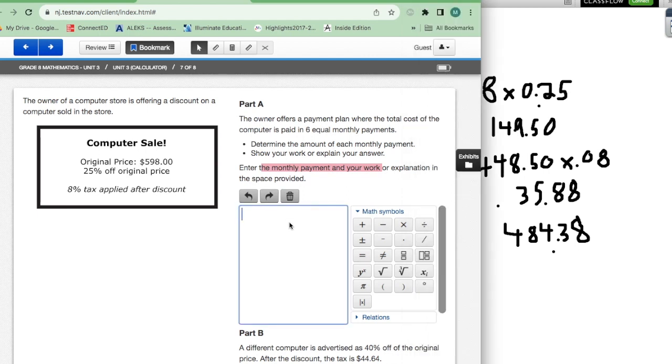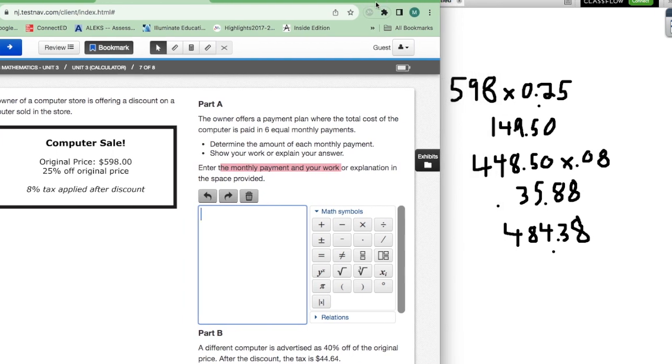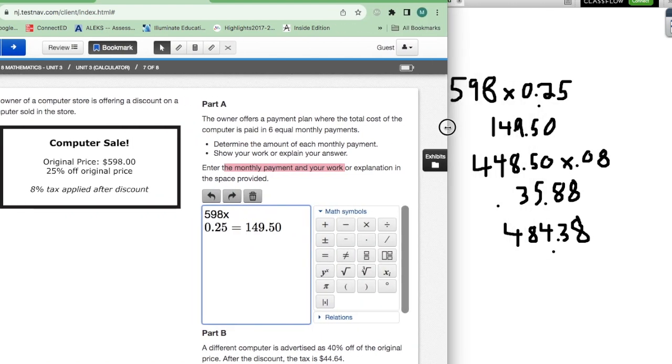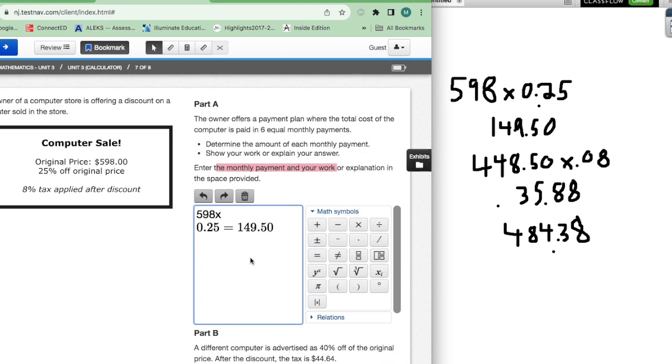So let's type in what we did. We did a couple of things here. We did the price $598 times 0.25, right? And we got 149.50. Okay, to keep showing our work here. And also when you expand this out, I have the split screen here, right? It won't look weird like that.